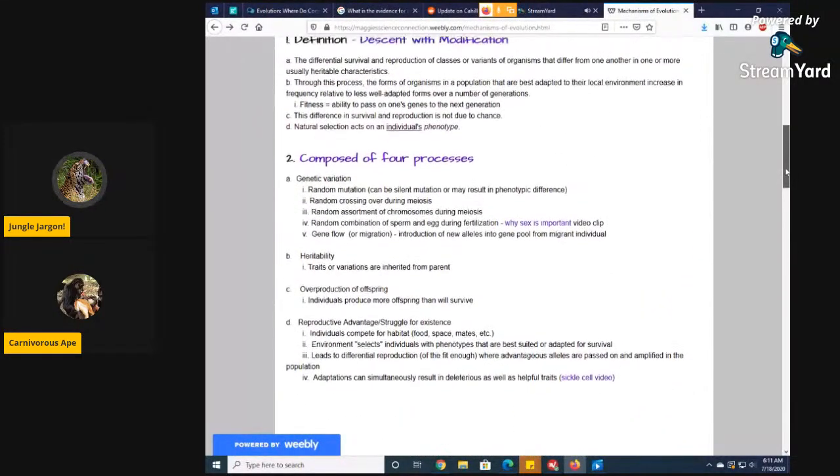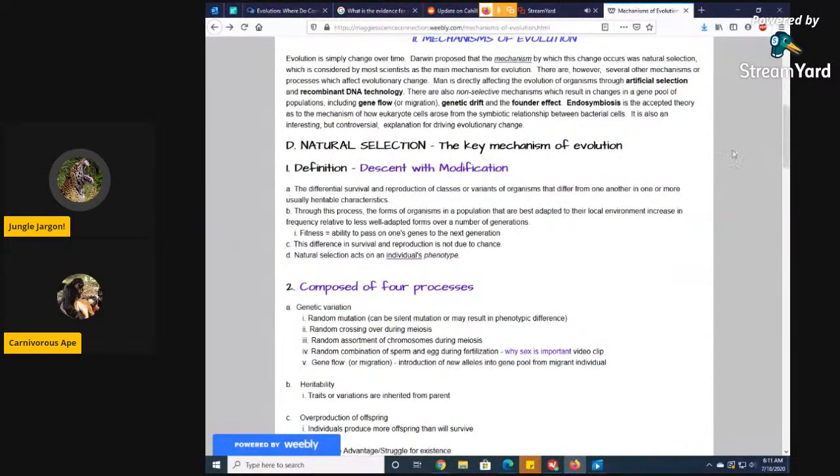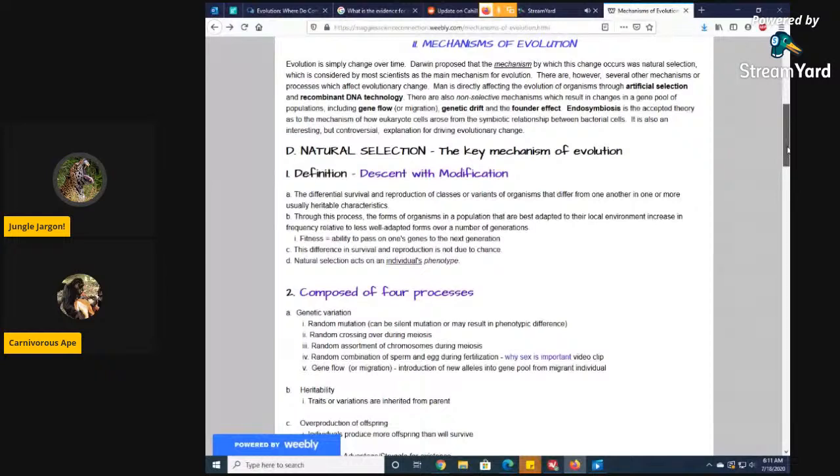Composed of four processes. Yeah. Here we go. Descent with modification. How about that? Mechanisms of evolution. There we go. Now we're getting on it. Mechanisms of evolution. Let's start from the beginning. Evolution is simply a change over time. Oh, wow. Change. Yeah, that's exactly what it is.